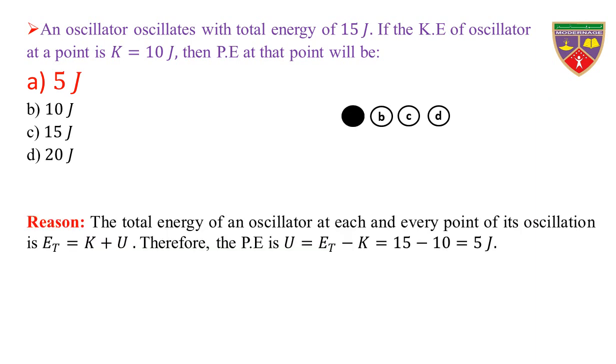Reason. The total energy of an oscillator at each and every point of its oscillation is E equal to kinetic energy plus potential energy. Therefore, the potential energy is U equal to total energy minus kinetic energy, which is equal to 15 minus 10, because kinetic energy is 10 and total energy is 15, which is equal to 5 joule. Hence, the potential energy is 5 joule.